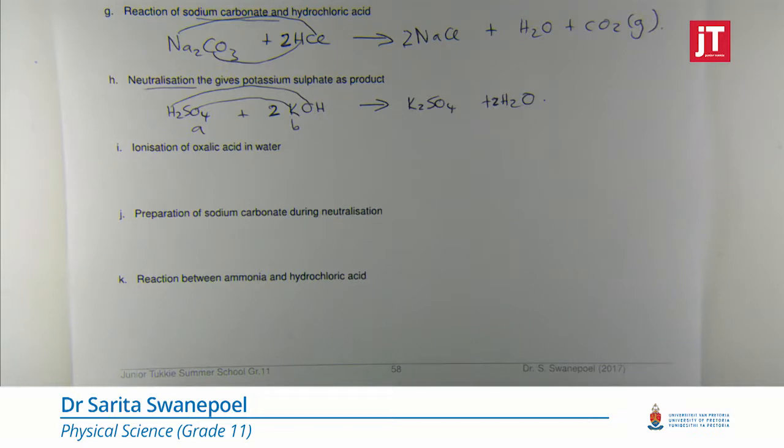With water, it will always be ionize or dissociate, right? And with the other things, you're back to the grade 10 equations.